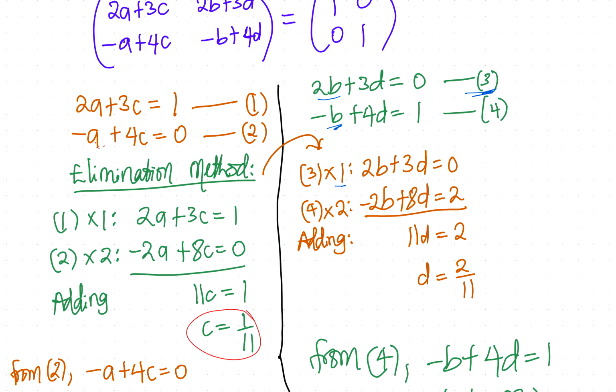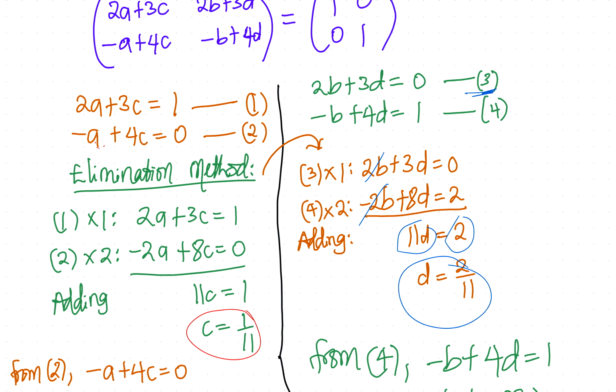So this multiplied by 1 remains exactly what it was. And then equation 4 multiplied by 2. So that's minus 2B, that's 2 times minus B. 2 times 4D, that's 8D. 2 times 1 is 2. And with that, we can eliminate B. By adding both sides, 2B plus minus 2B is 0. And then 3D plus 8D, that's 11D. 0 plus 2 is 2. So D itself is 2 over 11.